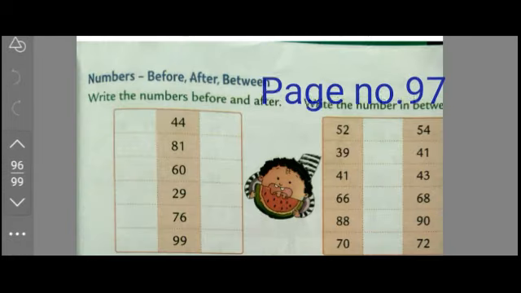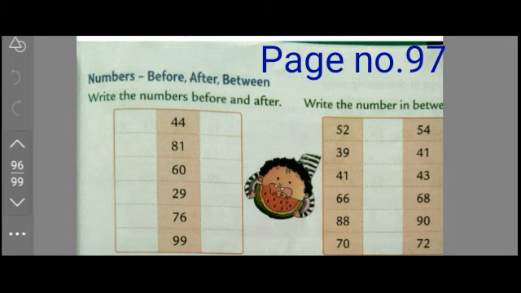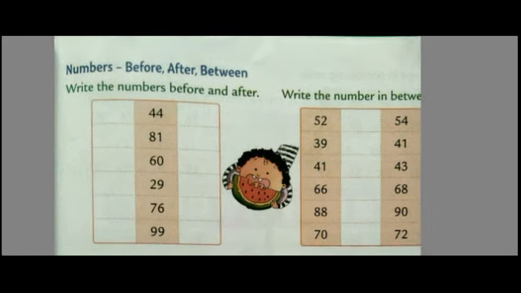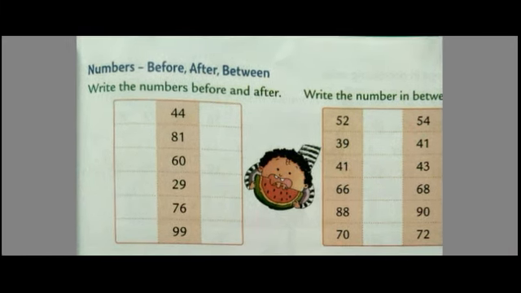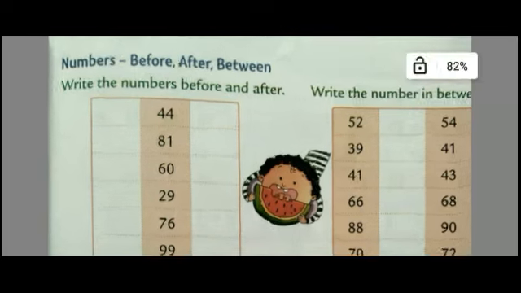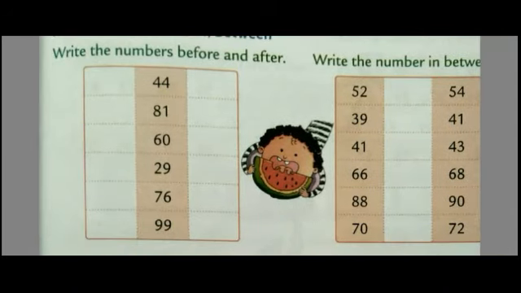Page number 97. Numbers before, after, between. Scholars, before, after, between we have already studied in chapter number 1. Here we will study numbers up to 100. Okay? So here a few numbers are given and we need to find out the number before and after that number. So let's take the first number 44. We will find out what comes before and after 44.